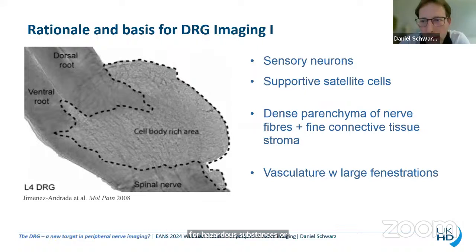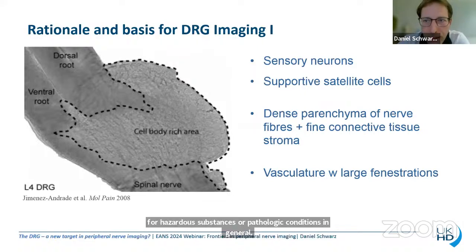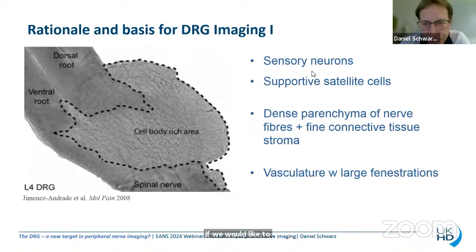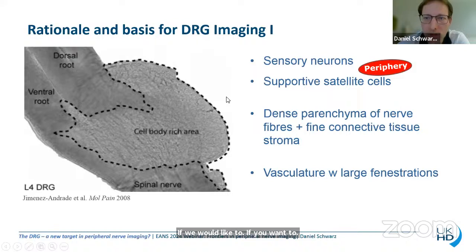If we want to have a look at the architecture in general, we need to keep in mind that the sensory neurons and supportive cells are typically based in the periphery.